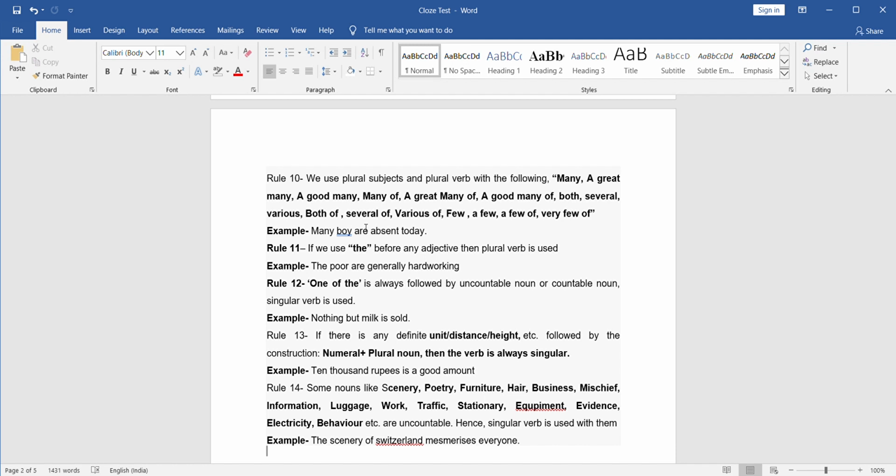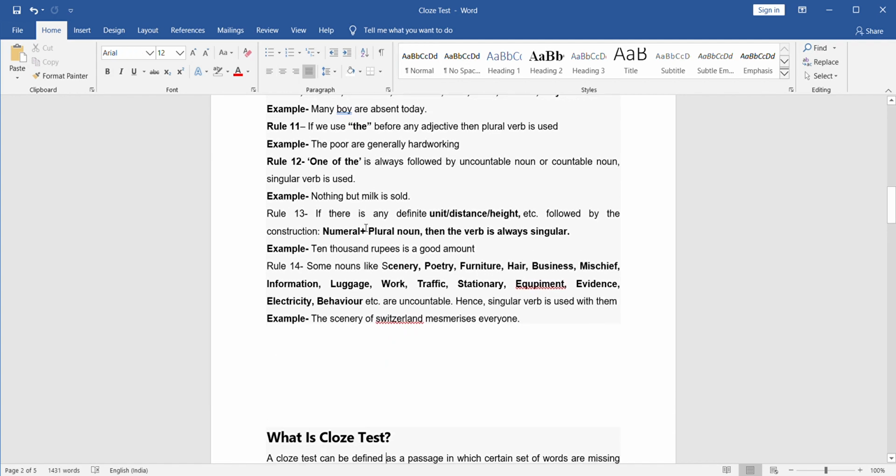A singular verb is used. If there is any definite unit or distance or height, it is followed by the construction like numeral plus plural noun, then the verb is always singular. 10,000 rupees is a good amount.